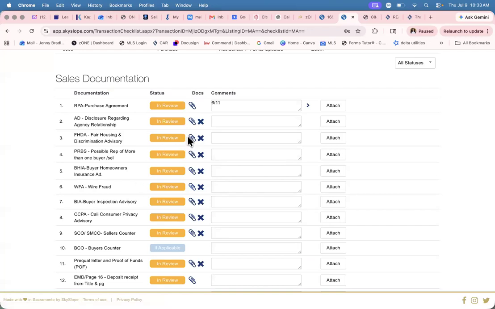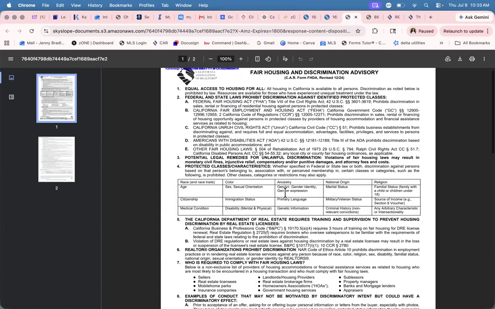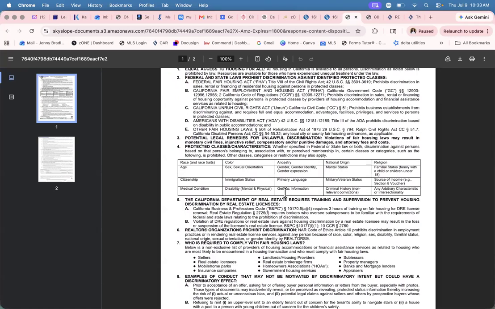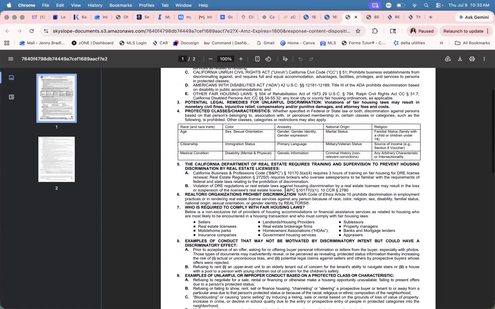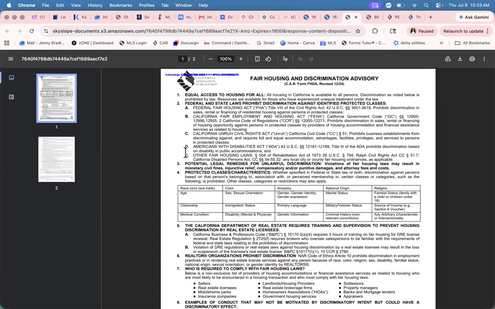Yeah. Fair housing. Yeah, this is pretty important. All right, fair housing and discrimination advisory. They should be reading over all this, but sometimes I do go over this with them if they ask. But basically, I just let them know that with fair housing, they can't discriminate or basically not sell to you because of age or citizenship or medical condition or anything like that. They are protected through this act.